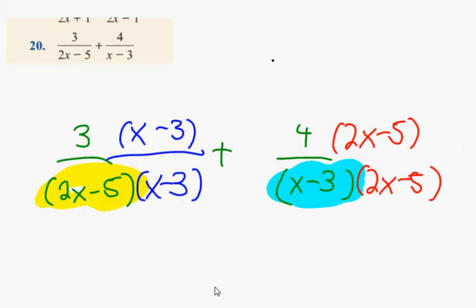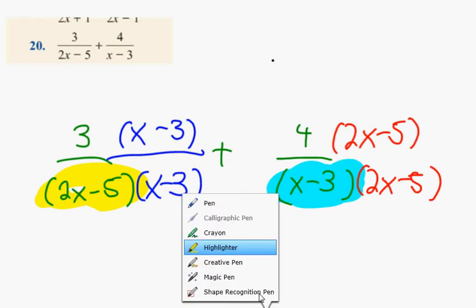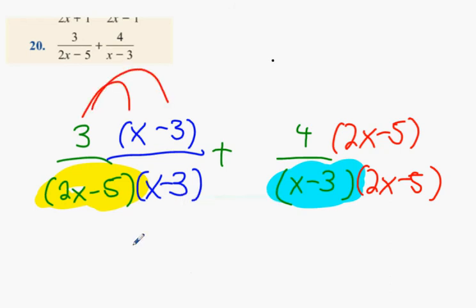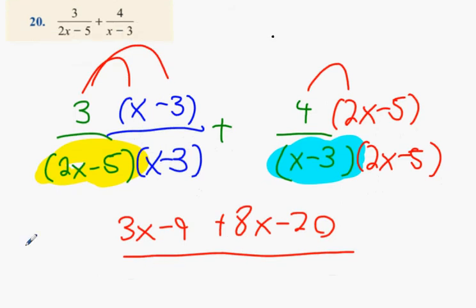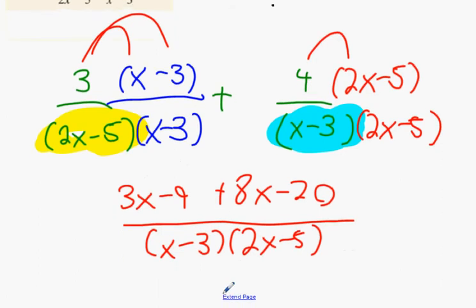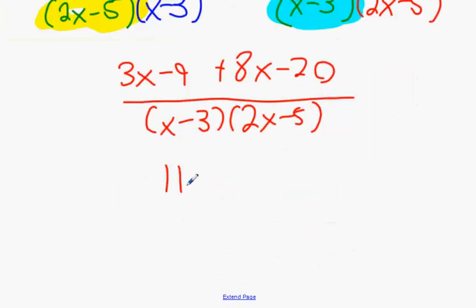Now next thing, multiply out the top. What happens when you multiply out the top? Minus 9, yeah. And no need to multiply out the bottom, that can stay where it is. So 2x minus 5 followed by x minus 3. Now, 3x plus 8x, and then minus 9 minus 20, and that's your answer.